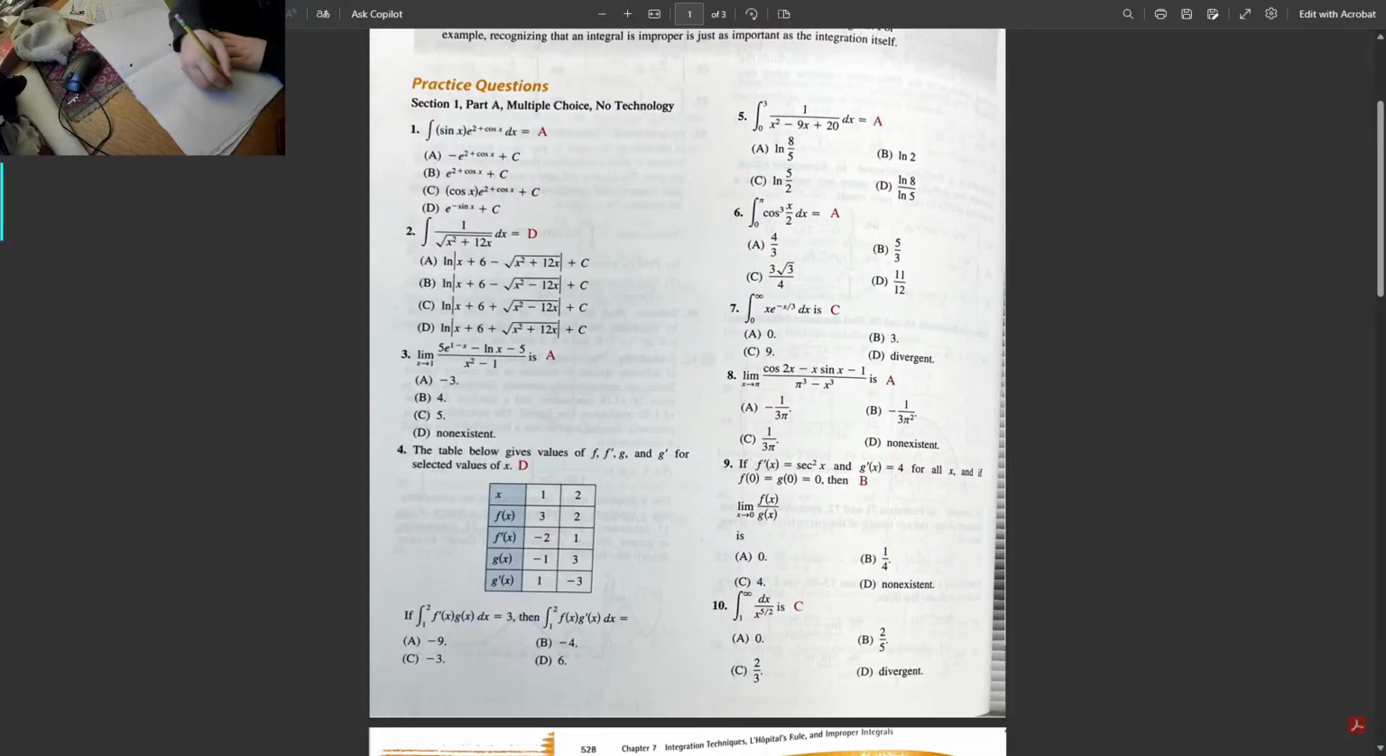Okay, so the integral from 0 to 3 of 1 over x squared minus 9x plus 20 dx. Step 1, factor the denominator. The integral from 0 to 3 of 1 over x minus 5 times x minus 4.